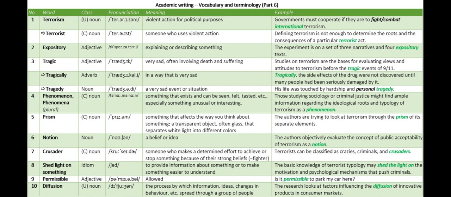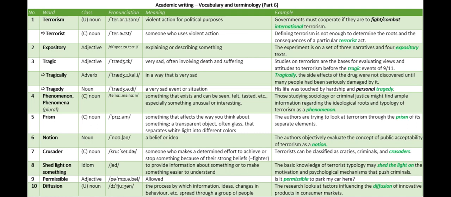4. Phenomenon, also phenomena, plural. Countable noun. Meaning, something that exists and can be seen, felt, tasted, etc., especially something unusual or interesting. Example, those studying sociology or criminal justice might find ample information regarding the ideological roots and typology of terrorism as a phenomenon.